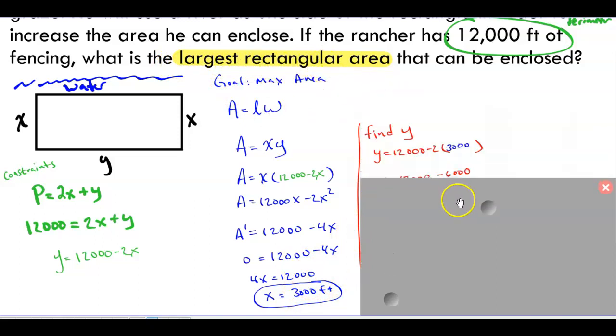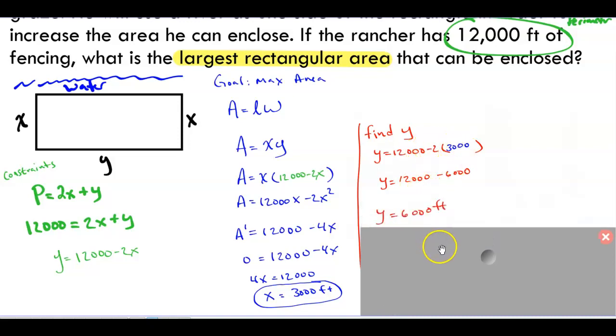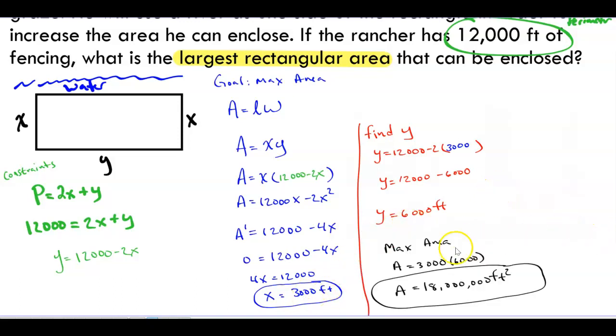So I then have to use the fact that I know what x is. We're going to plug it right back in here for x to find y. So if I plug in x is 3,000 times 2, subtract 12,000, I get y equaling 6,000 feet. So I know x, I know y. I can find the maximum area very quickly. 3,000 times 6,000 tells me that I will have 18 million square feet as the largest possible rectangular area that I can include.